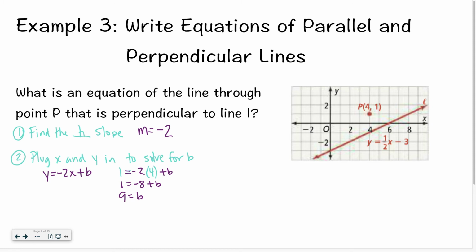And my equation, so step 3, rewrite the equation. So we would have y equals -2x plus 9. So that would be my final equation for this perpendicular line.